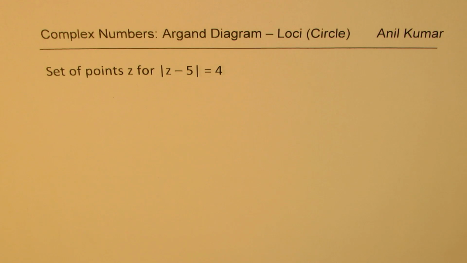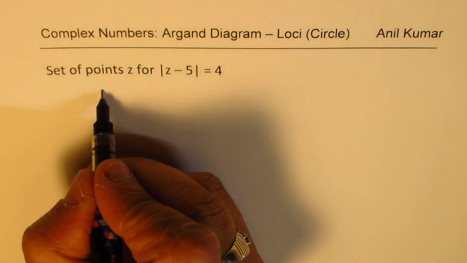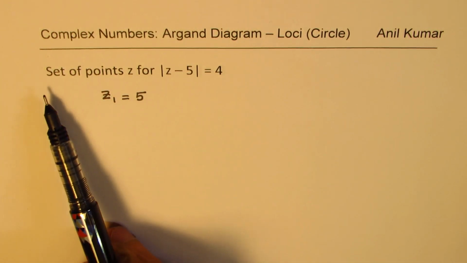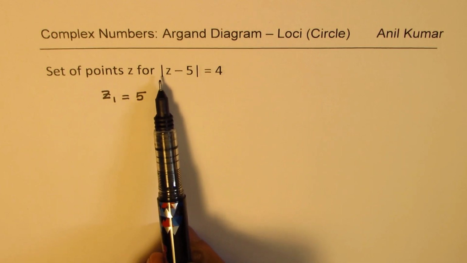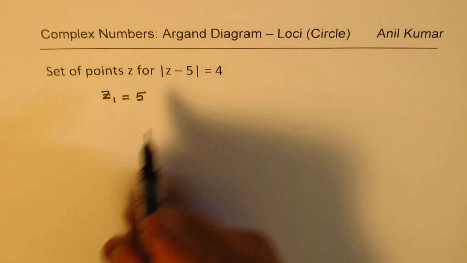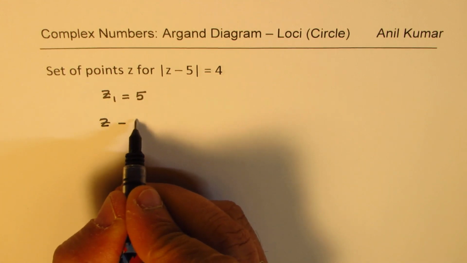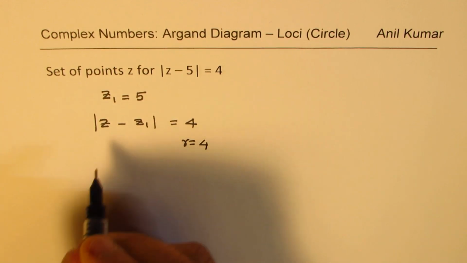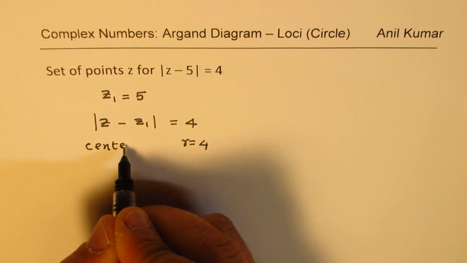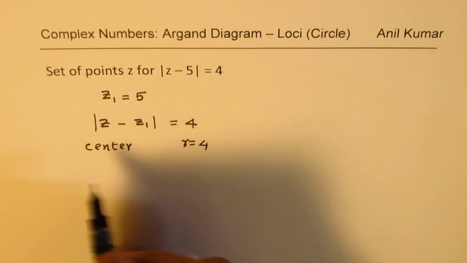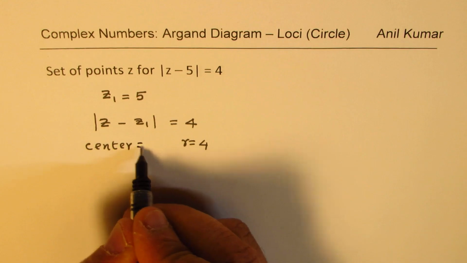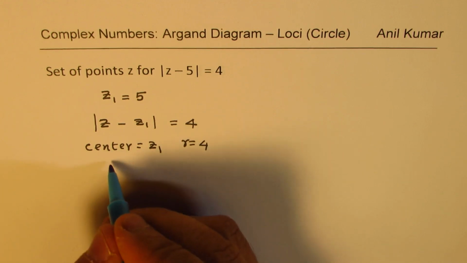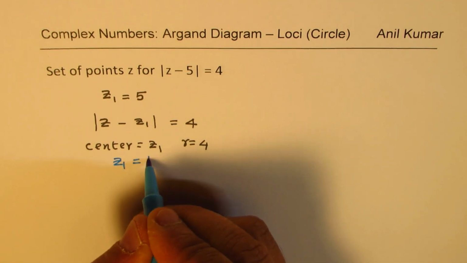Next one here is that we have given a value of z1 as equal to 5, right? So now you need to sketch this set of points z for absolute value of z minus 5 equals 4. Now, if you compare this with your equation absolute value of z minus z1 equals r, we know the radius is 4, and the center will be at z1, correct? So which is 5. So in this case z1 is 5, correct?